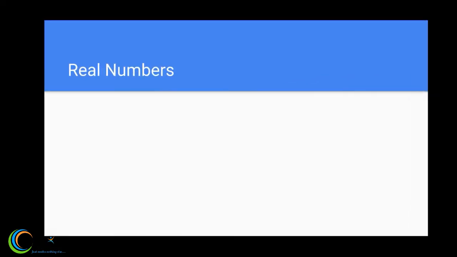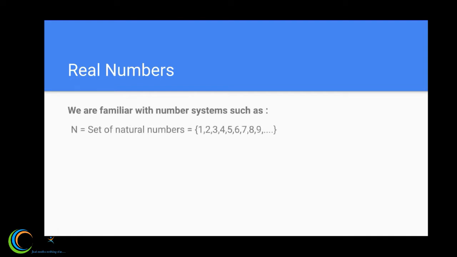So first one, in real numbers, we are familiar with number systems such as the set of natural numbers, which begins from 1, 2, 3, 4 up to infinity, and the set of natural numbers is denoted by the capital letter N. Next one is the set of whole numbers. It begins from 0, 1, 2, 3, 4, 5 up to infinity. It is denoted by the capital letter W.